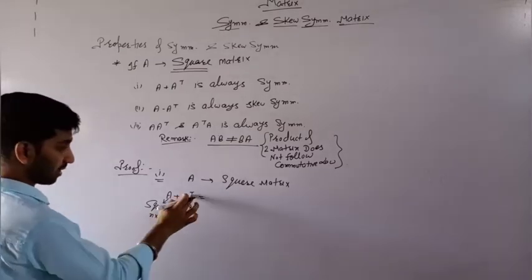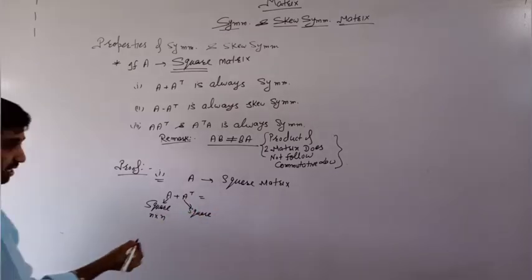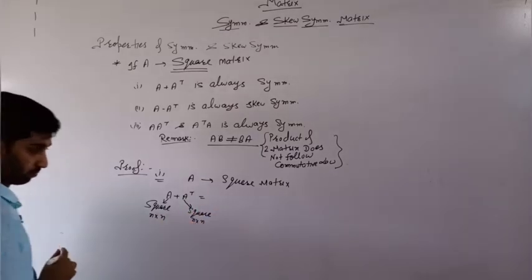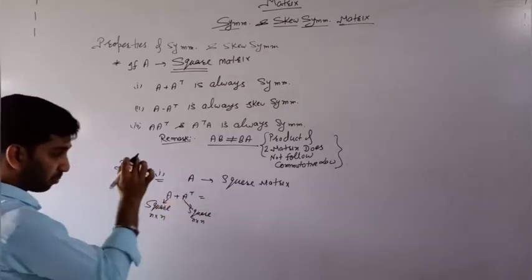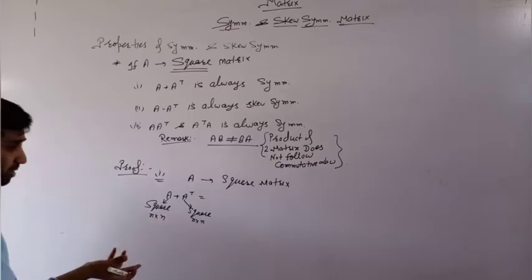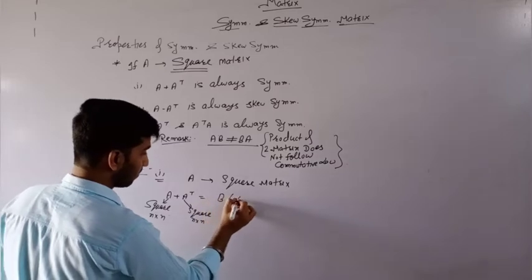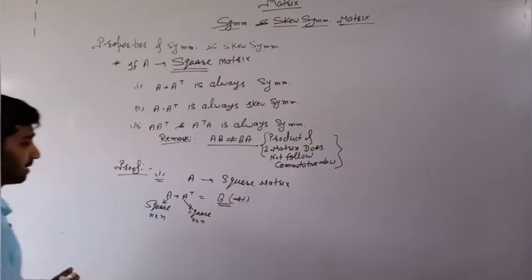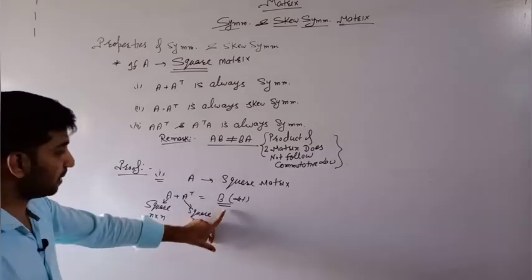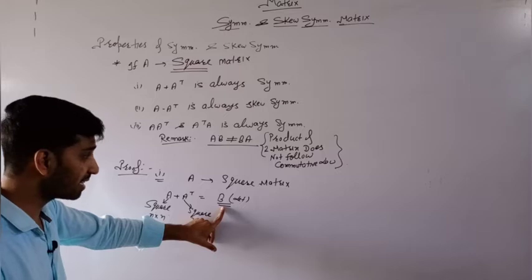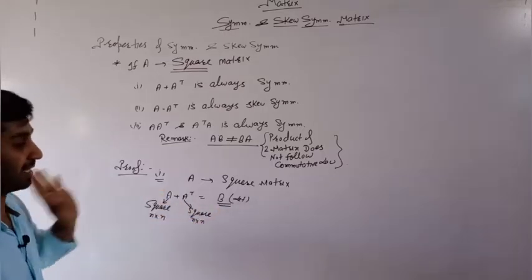The transpose of a square matrix is also a square matrix of the same order n cross n. The addition of two matrices is possible when both orders are the same. So A plus A transpose is possible, and it is a matrix. Let us denote it by B. Now we have to prove that B is symmetric. If B is symmetric, then A plus A transpose is also symmetric.